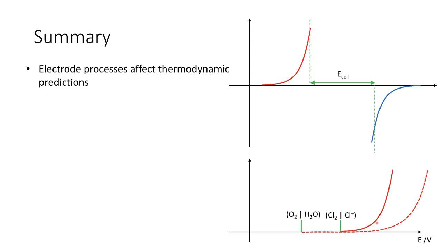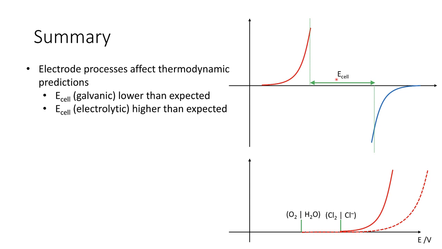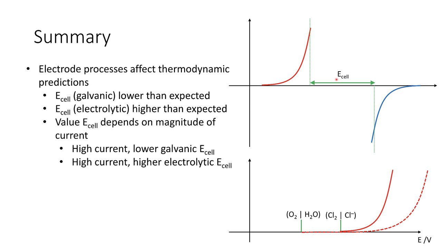To summarize, we need to remember that electrode processes fundamentally affect thermodynamic predictions. In a galvanic cell, we see that the actual cell potential is considerably lower than we would otherwise expect, while for an electrolytic cell, the cell potential is higher than we would expect because of the overpotentials required to drive a current through the cell. The value of that cell potential fundamentally depends on the magnitude of the current. So if we have a high current, we would expect to see a lower galvanic cell potential, whereas if we drive a high current through an electrolytic cell, we would expect to see a higher cell potential required.